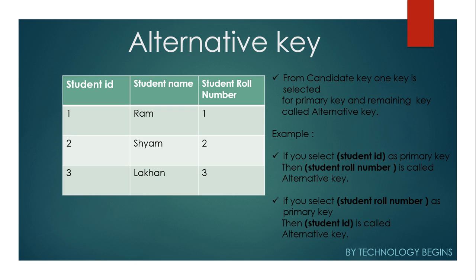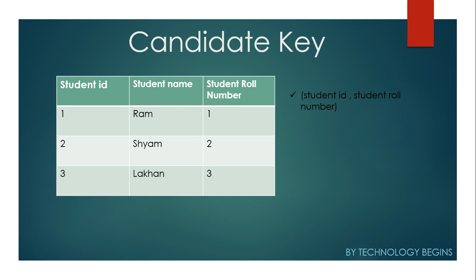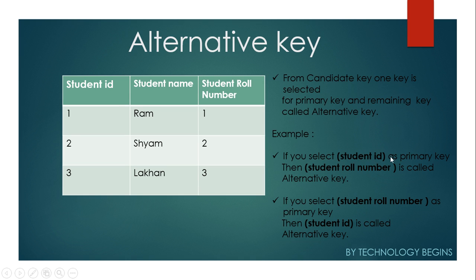And alternative key. What is alternative key? Alternative key means, when we select one key from the candidate keys as the primary key, then the remaining one is the alternative key. If we select student ID as the primary key, then student roll number is called the alternative key. If I select student ID as the primary key, then student roll number will be the alternative key, and if I select student roll number as the primary key, then student ID will be the alternative key.